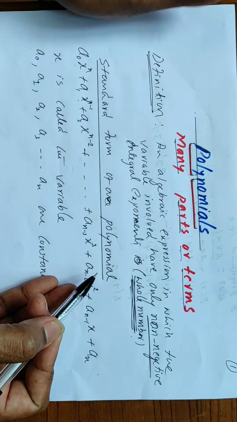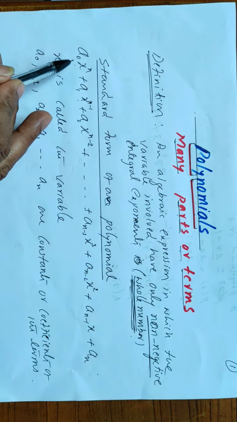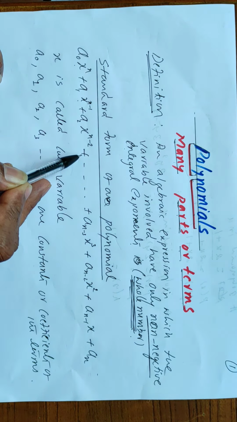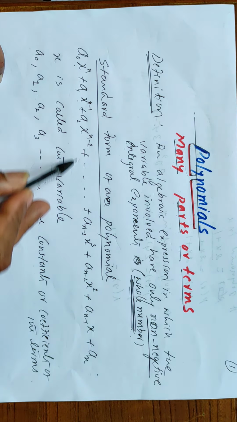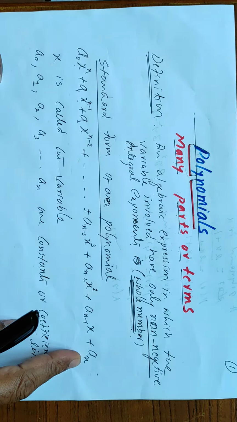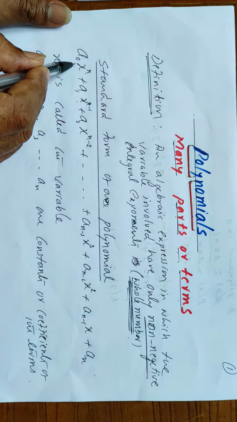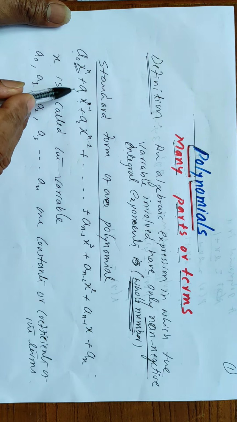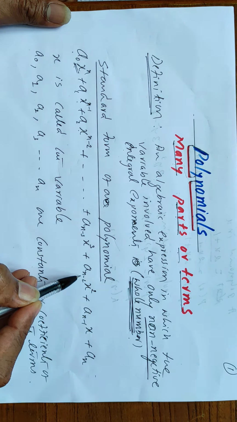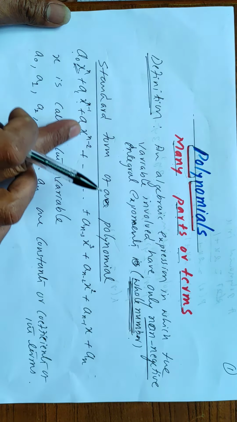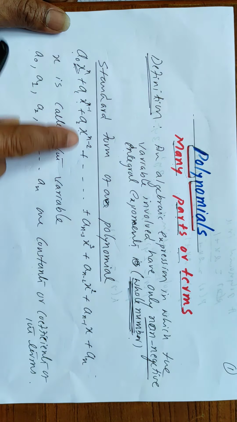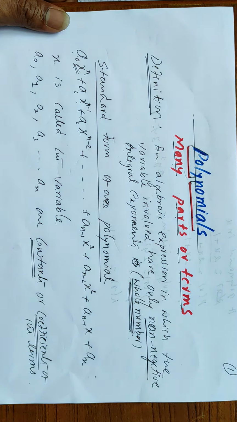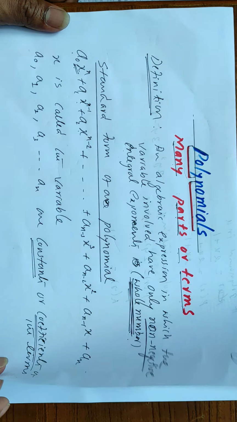The standard form of a polynomial: a0 x power n plus a1 x power n minus 1, a2 x power n minus 2, like this. This is the standard form of a polynomial. Here, x is called the variable. a0, a1, a2, an minus 3, an minus 2, they are all the constants or coefficients of the terms.